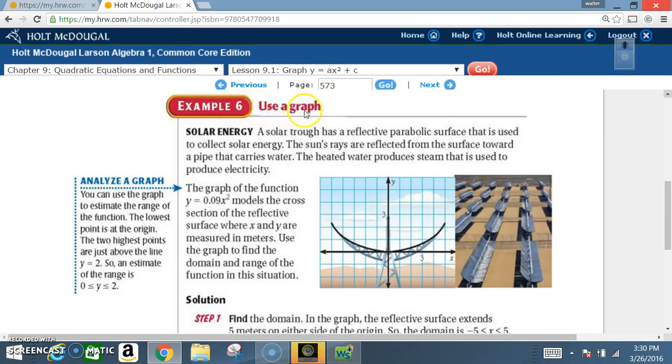Example 6. Use a graph. Solar energy. A solar trough has a reflective parabolic surface that is used to collect solar energy. The sun rays are reflected from the surface towards a pipe that carries water. The heated water produces steam that is used to produce electricity. The graph of the function y equals 0.09 times x squared models the cross-section of the reflective surface where x and y are measured in meters. Use the graph to find the domain and range of the function in this situation.